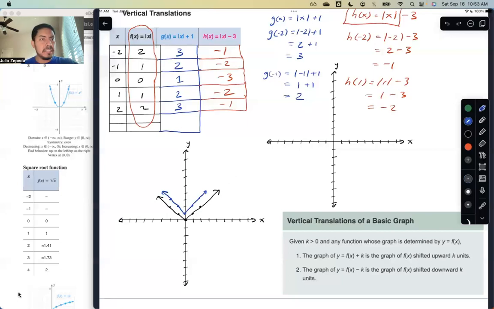We had h of x is the absolute value of x minus 3. So I will write that here just to point out one thing. The h of x is the absolute value of x minus 3. So h of x is really f of x minus 3, right? F of x is the absolute value of x. So it's just f of x, but 3 units less.